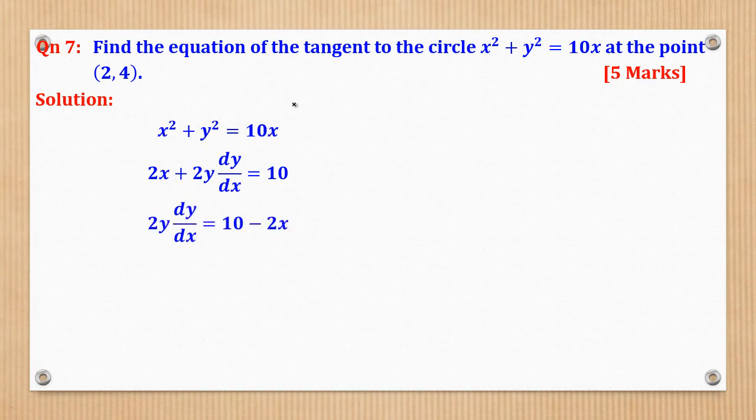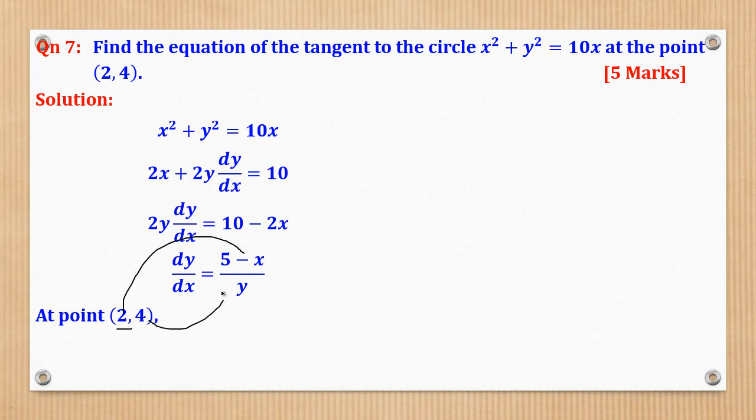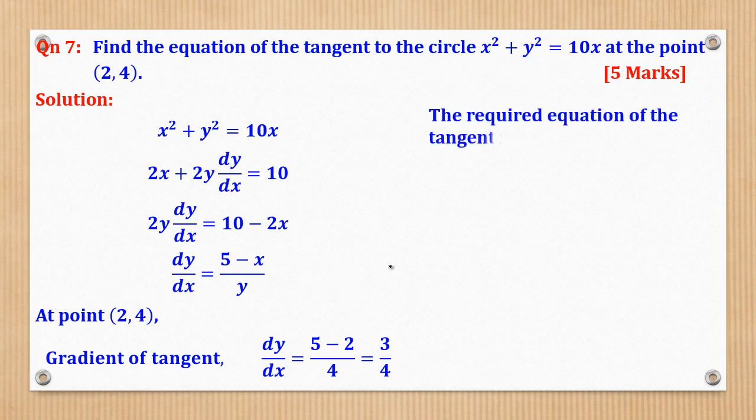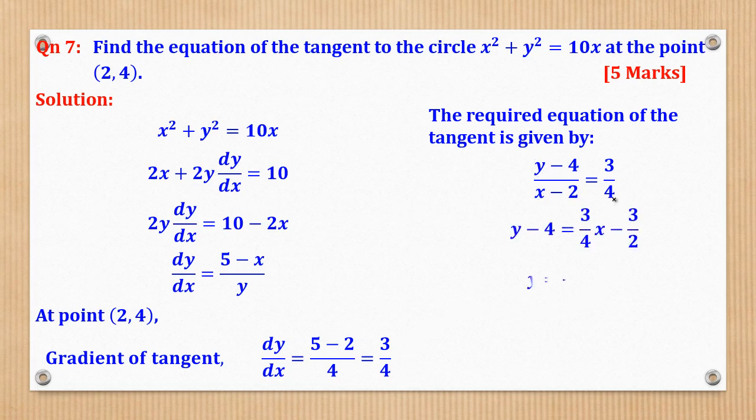So our aim is to make dy/dx the subject. And that is it. Therefore, at this point, you can substitute for x is 2 and y is 4, meaning you can get the gradient of the tangent at that point. Substitute for x and for y to give you 3 over 4 as the gradient of the tangent. Therefore, now the equation of the tangent will be given by equating the gradients. Change in y over change in x is equal to this. Cross multiply and make y the subject, and that's what they wanted.